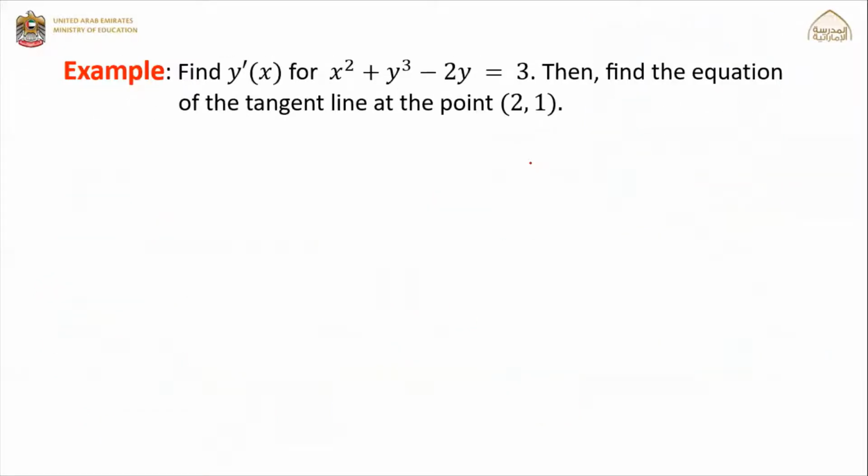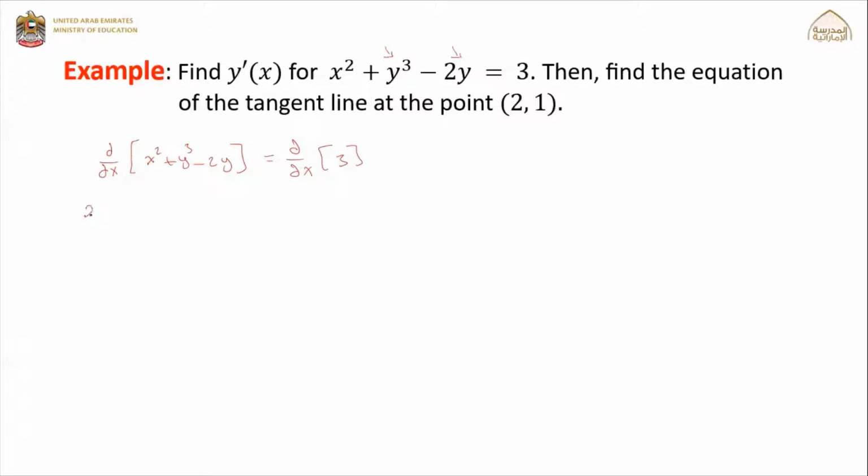In this example, we want to find y prime of x for x squared plus y cubed minus 2y equals 3. Then find the equation of the tangent line at the point (2, 1). In this equation, I have y cubed, and also I have 2y, so I will use implicit differentiation. I will take the derivative d by dx of the left side, which is x squared plus y cubed minus 2y, equal to the derivative of 3.